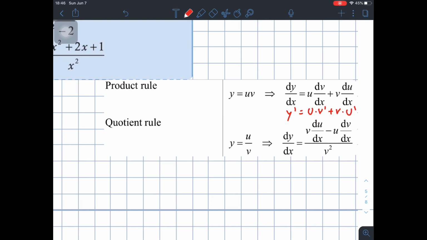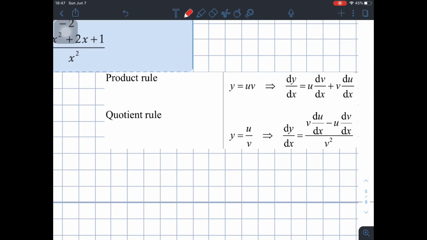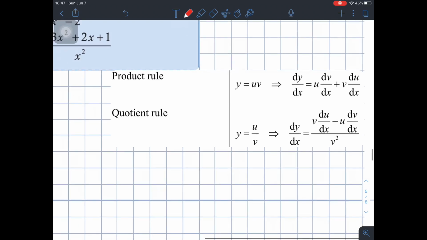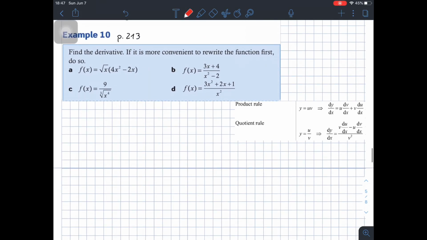Okay, so this was the product rule, and the quotient rule, if you remember, when we have a function divided by another function, y equals u divided by v, then the derivative of y, or y prime, is equal to v times u prime, the derivative of u with respect to x, minus u times v prime, which is the derivative of v with respect to x, divided by v squared. So that was the quotient rule. Okay. So let's see how these rules apply to the following exercises.